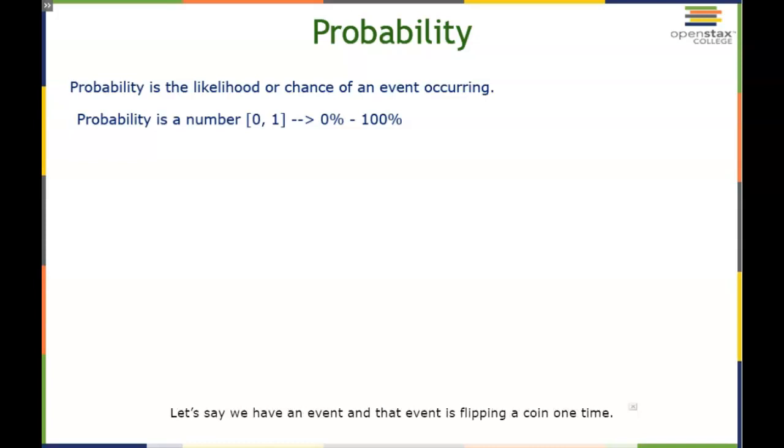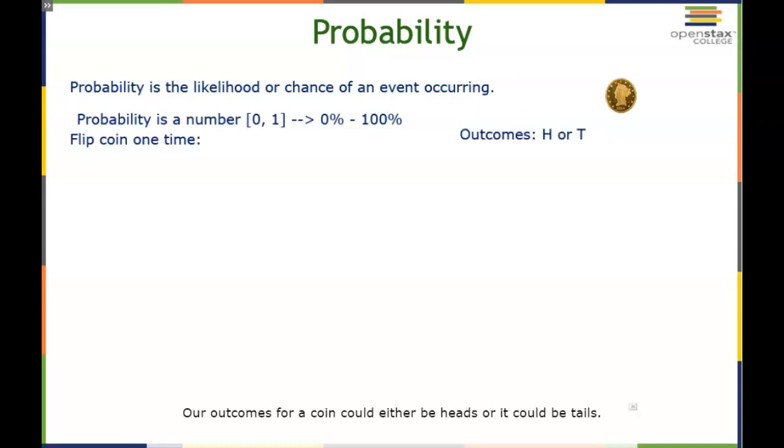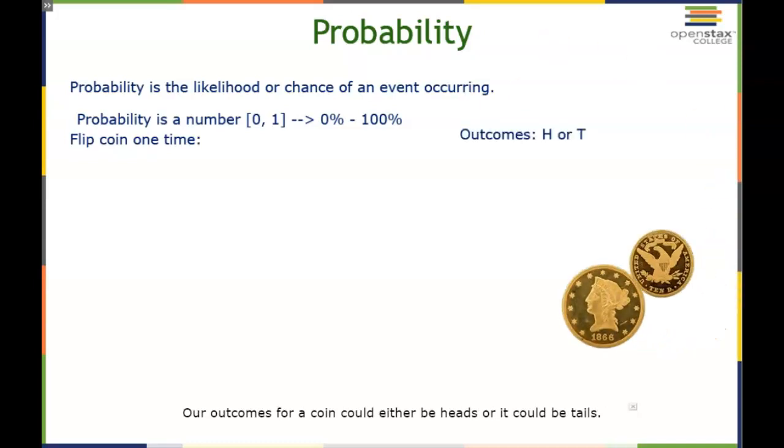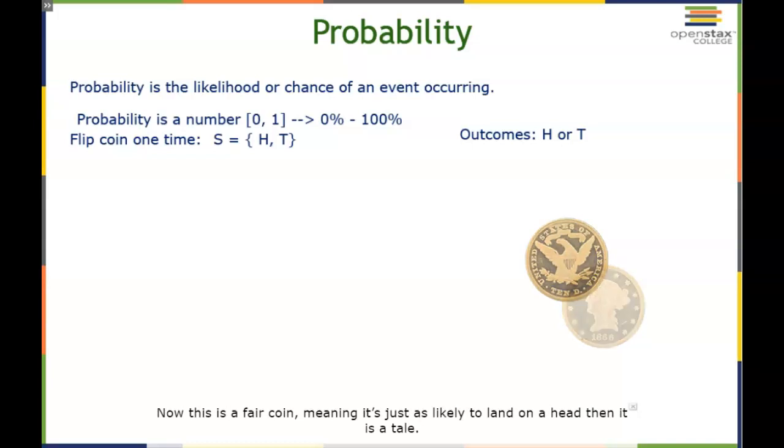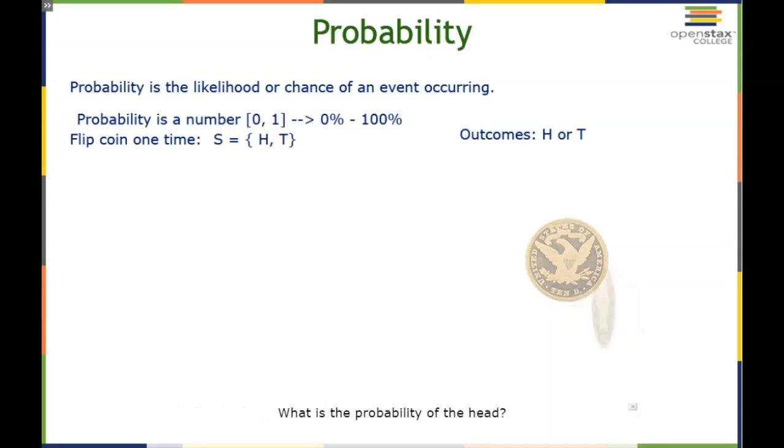Let's say we have an event, and that event is flipping a coin one time. Our outcomes for a coin can either be heads or it could be tails. So our sample space only consists of 2 things, an H for heads, a T for tails. Now, if this is a fair coin, meaning it's just as likely to land on a head as it is a tail, what is the probability of a head?